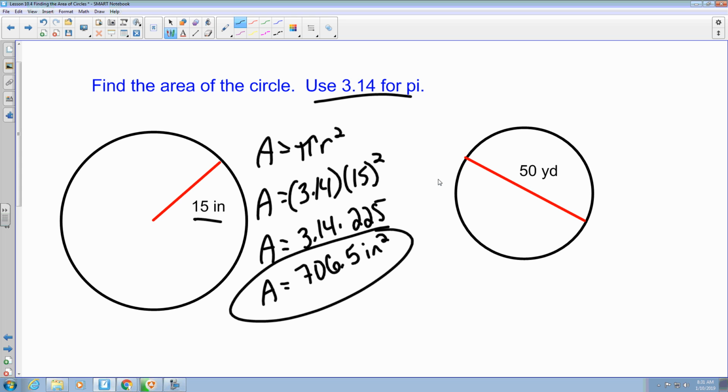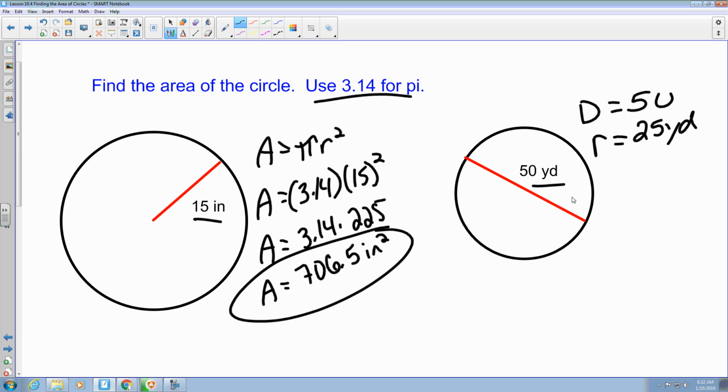Labeling that correctly with respect to area, that's where we have to put in the square units. In this case, it was inches, so it was square inches. Over here, we are given a diameter. Since the diameter is not part of the formula, we have to convert it to a radius. So since the diameter is 50, we know that the radius is half of the diameter. So we just simply divide it by 2. So we have 25 yards.